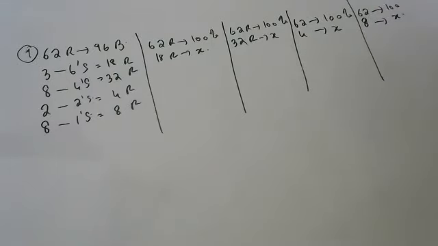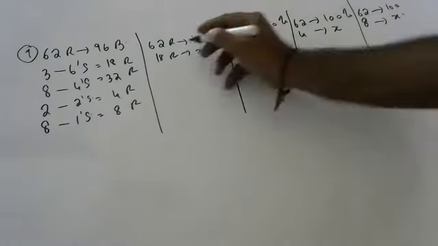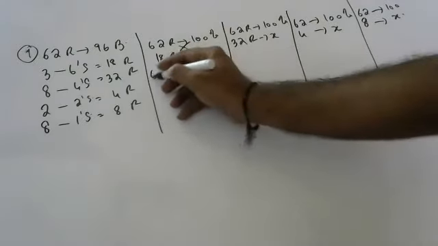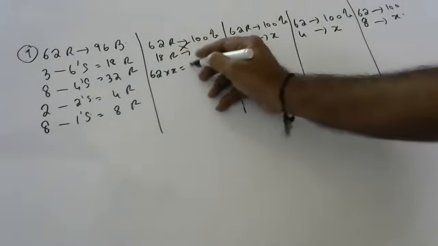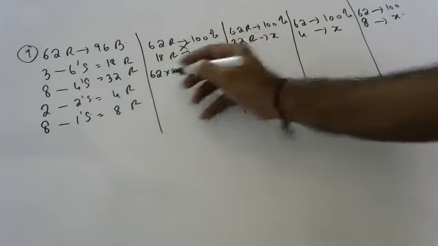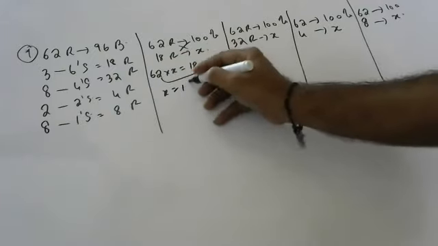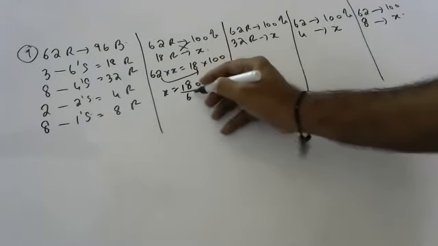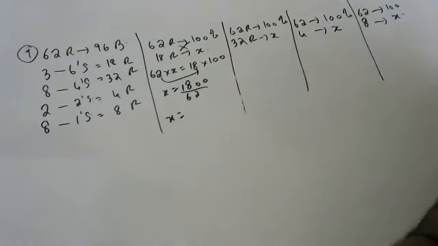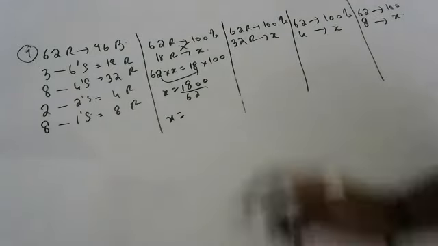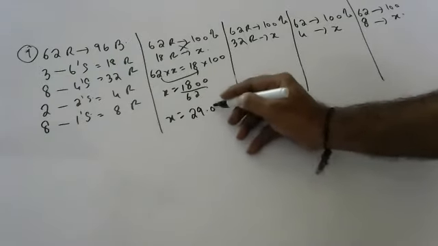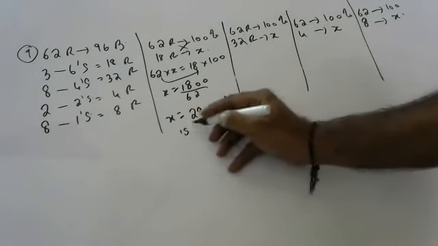Sujit, tell me all the cross multiplications. 62 into x is equal to 18 into 100. X is equal to 18 into 100 by 62. How much is that? 29.03%. 29.03% is coming in the form of sixes.